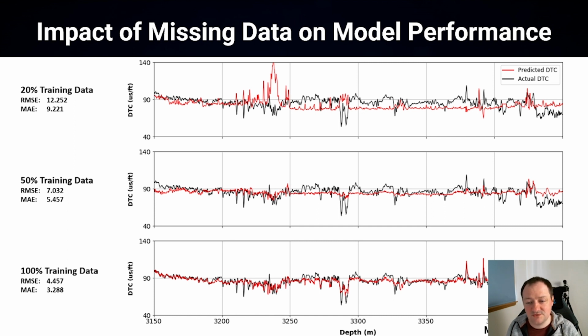And at 3,240 metres, the prediction in fact goes the opposite way to reality, and both RMSE and MAE values are 3 times worse compared to when using 100% of the data.